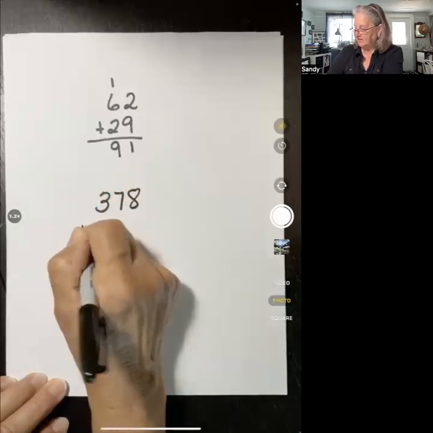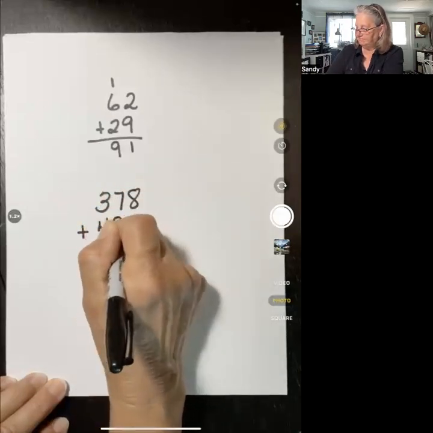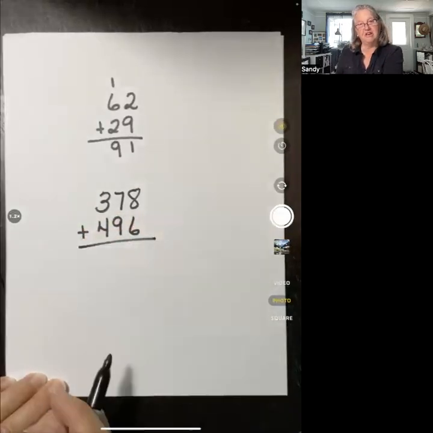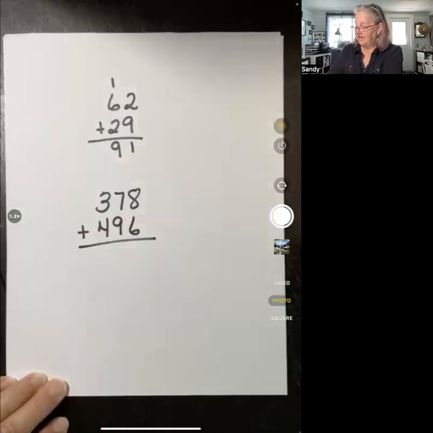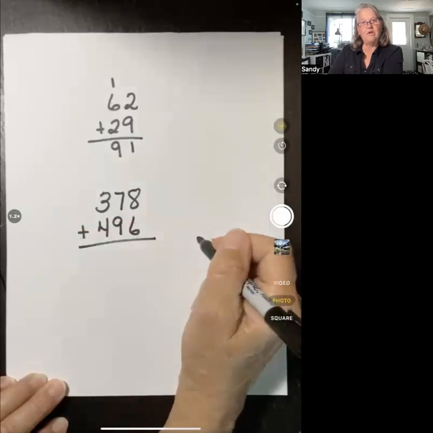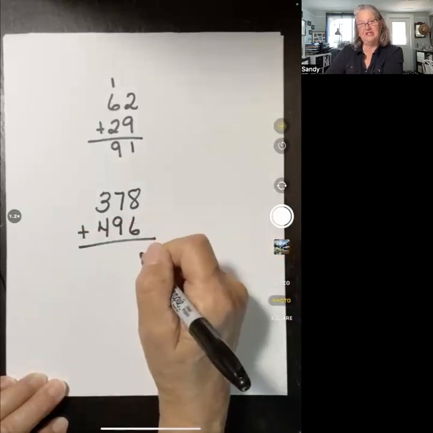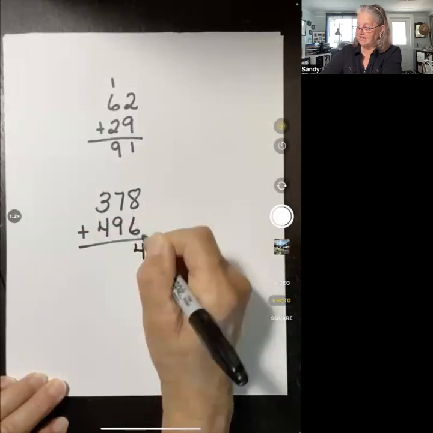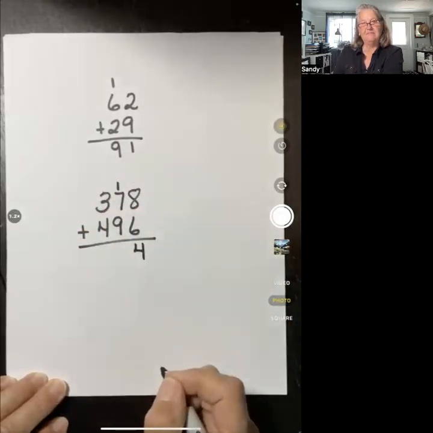378 plus... see, we traditionally start on the right, 8 ones and 6 ones. That's the key, preserve place value. 8 ones and 6 ones, 14 ones. How can I make it using the fewest number of pieces? Well, I can make it with a 10 and 4 ones.